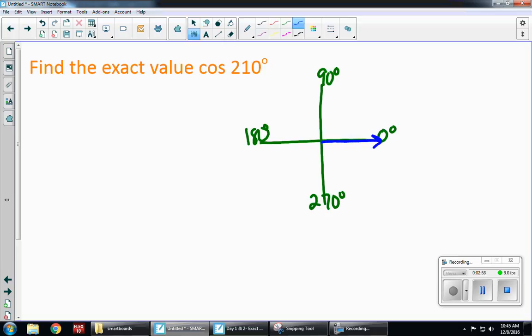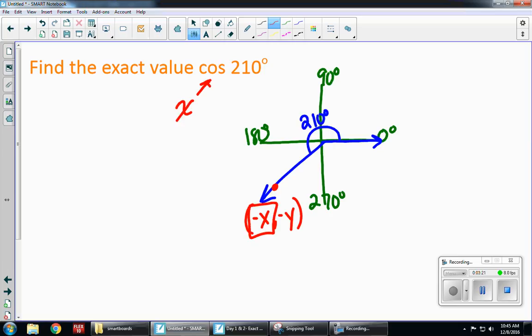So my initial side goes on my positive x-axis. There's my terminal side. This is the angle 210 degrees. So I'm talking about a point in the third quadrant. It's both negative x and negative y. Cosine is going to be the x value because it is cosine comma sine. So my answer is going to be a negative value.